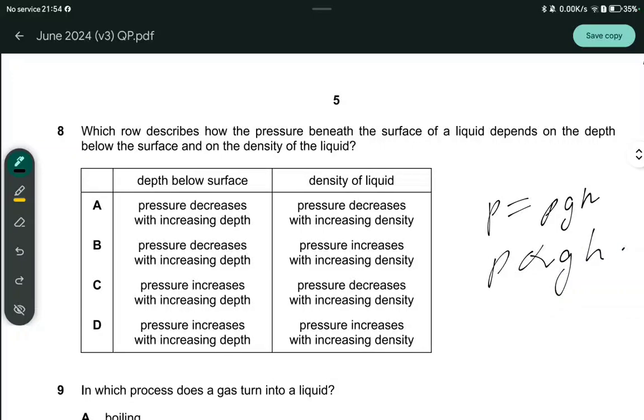So depth below the surface, beneath the surface of a liquid. How the pressure beneath the surface of a liquid depends on the depth below the surface and on the density. I'll hold this one right now. But honestly, I feel like, since it's saying beneath the surface of a liquid, I'll just skip the wording.